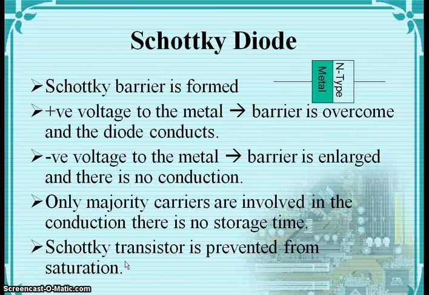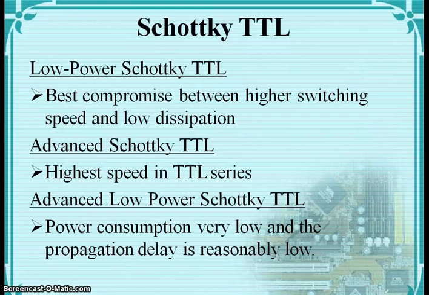Negative voltage to the metal enlarges the barrier and there is no conduction. So only majority carriers are involved in the conduction and so there is no storage time. Schottky transistor is prevented from saturation. In Schottky TTL, the low power Schottky TTL is the best compromise between higher switching speed and low dissipation. The advanced Schottky TTL is the highest speed in TTL series. In the advanced low power Schottky TTL, the power consumption is very low and the propagation delay is reasonably low.